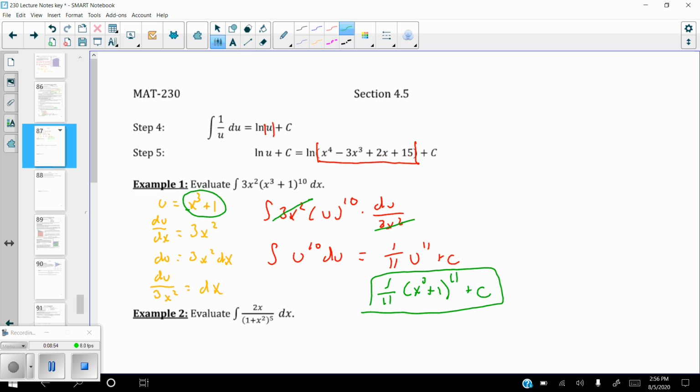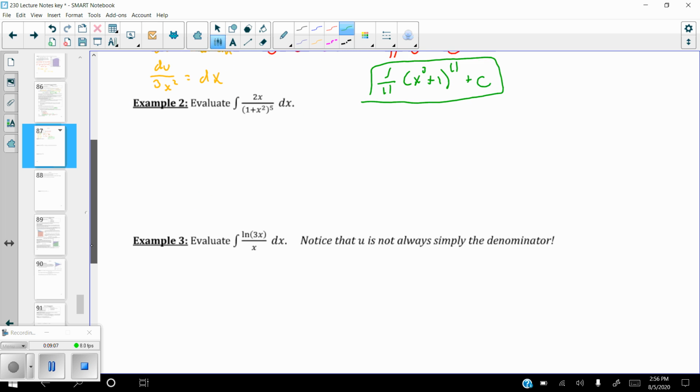So the biggest thing is recognizing that you have a composite function of some kind, an inside piece, that when you take the derivative, it's going to get rid of the variables on the outside portion. That's what we're looking to do. Okay, example 2.